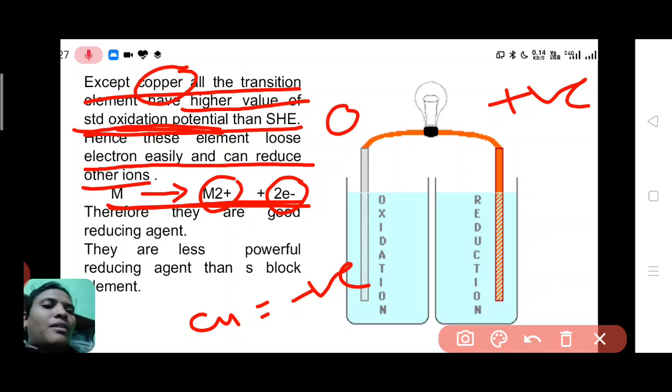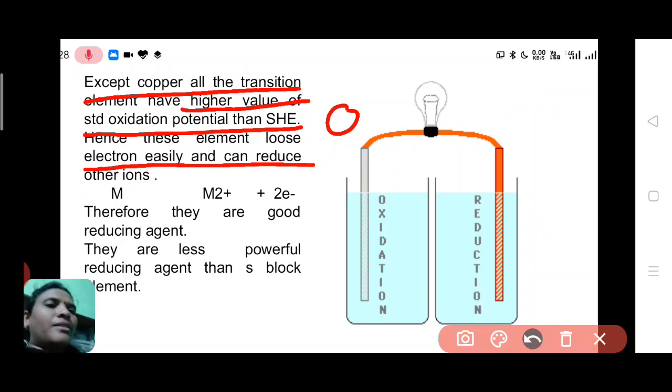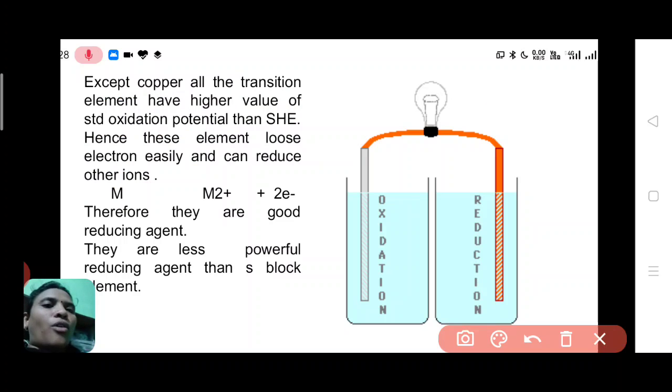That's why copper is a good oxidizing agent, while other elements are good reducing agents. They show high oxidation potential, that's why they are good reducing agents, and copper is a good oxidizing agent. So this is the relation between oxidation potential, reducing agent and oxidizing agent of d block elements.